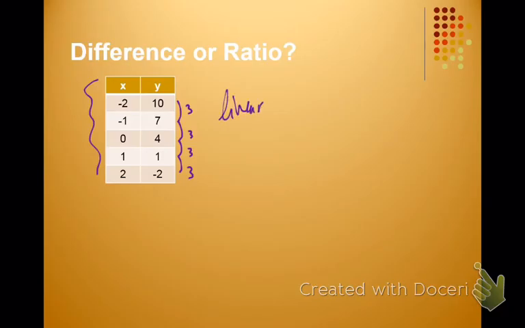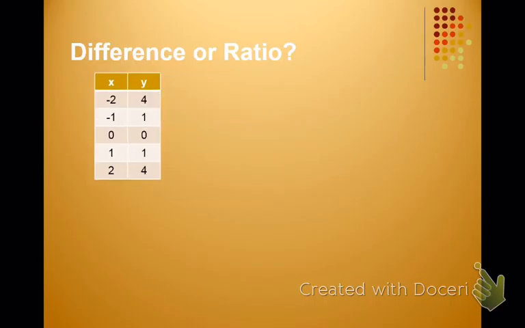This is going to be a linear model again. If we were to plot those points, we would get a linear graph. We could graph a straight line. Okay? Look at this one.